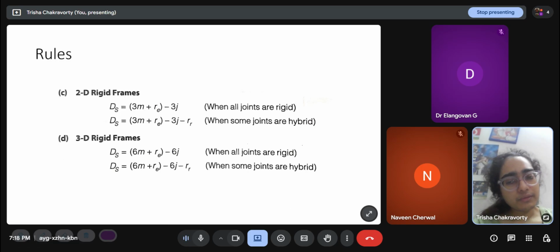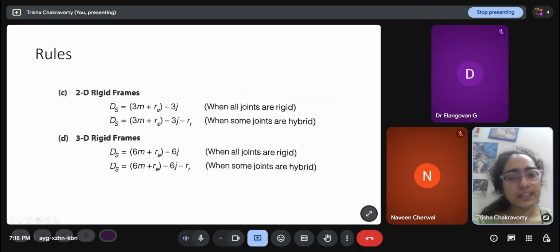Now, today we'll look at the formula and how to find out degree of indeterminacy for frames. So for 2D rigid frames, unless it's mentioned, always assume it's rigid. And unless there are internal hinges, all joints are also rigid. So the degree of structural indeterminacy is 3m plus re minus 3j, where m is the number of members and j is the number of joints.